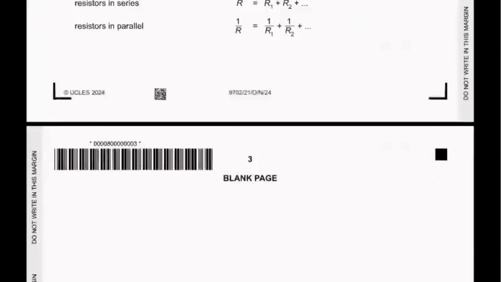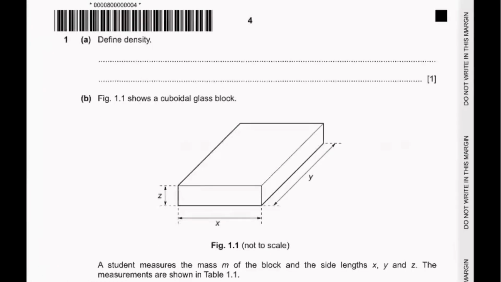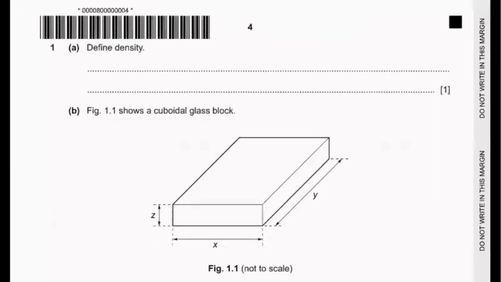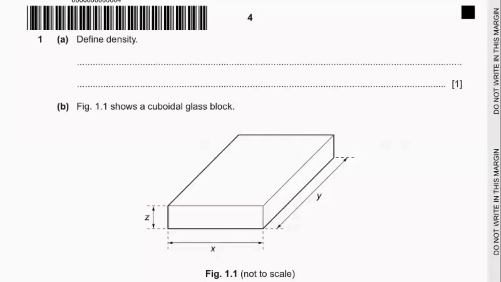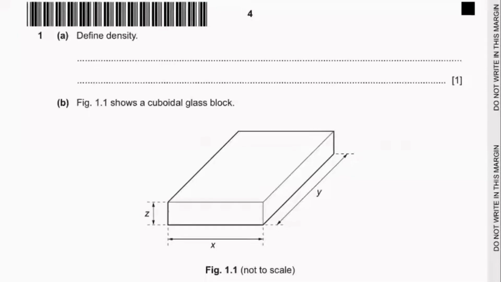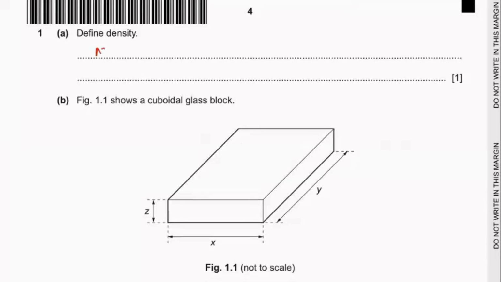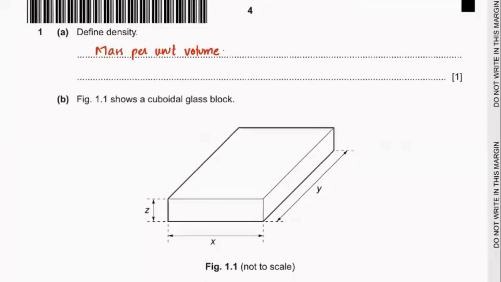So, without any further delay, let's move on to the first part. Question 1, part A says define density. This is a very easy question. No need to waste time over here. Define density. Density is equal to mass per unit volume. The part B says figure 1.1 shows a cuboidal glass block.